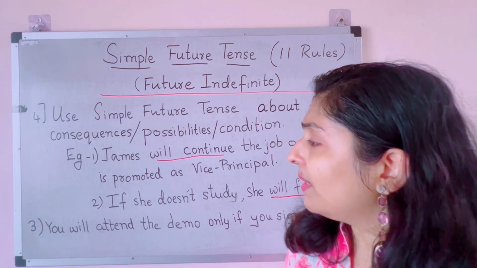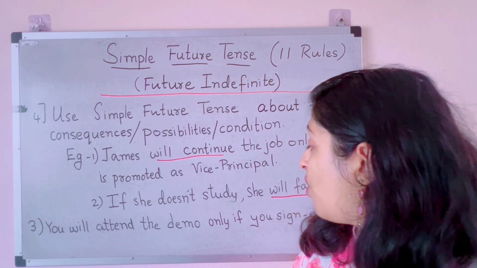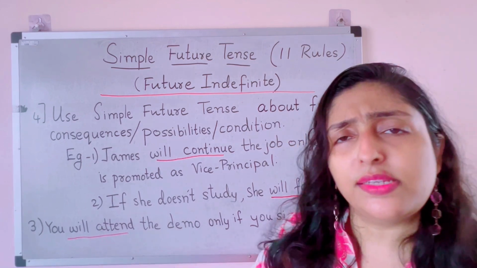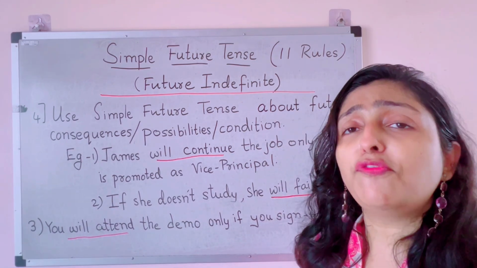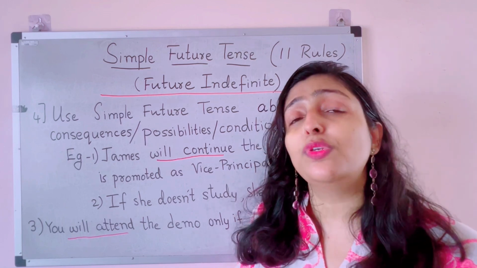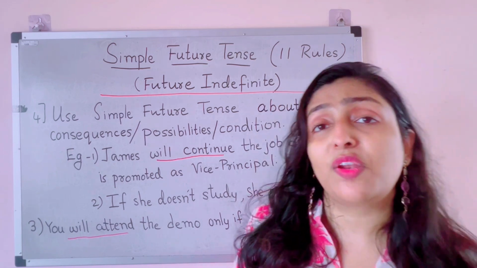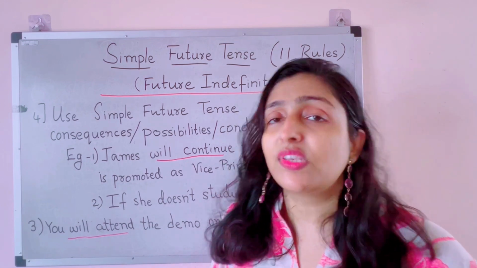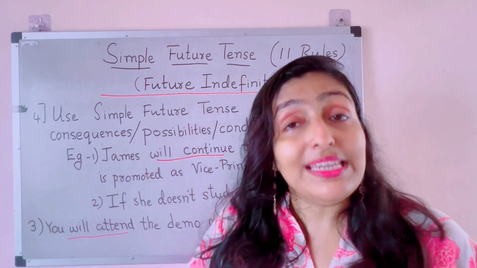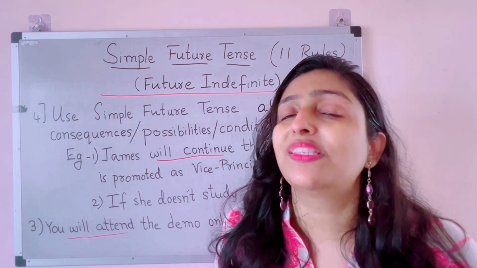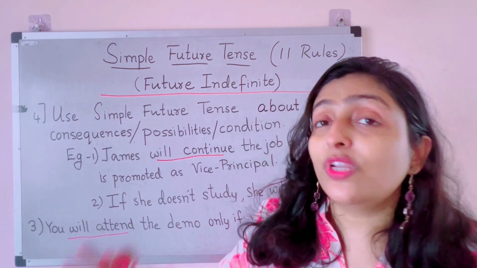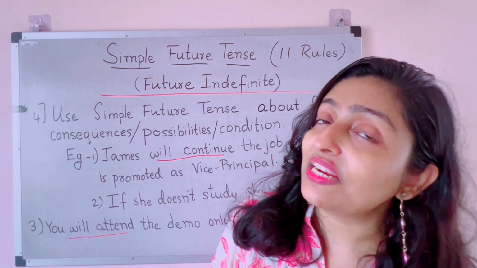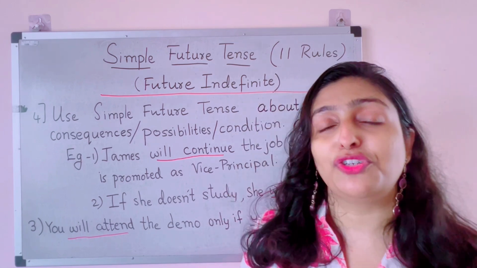Look at the third example. You will attend the demo only if you sign up. Will attend is the verb. You will attend the demo only if you sign up for the class. You need to complete the registration. You need to pay in advance. Then only we will permit you to attend the demo class. So laying down a condition in the future, which is a prerequisite, a necessary obligation, which has a consequence for the future, a possibility for the future, you can use simple future tense.